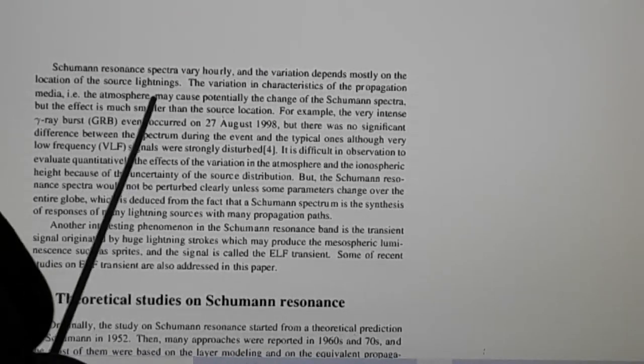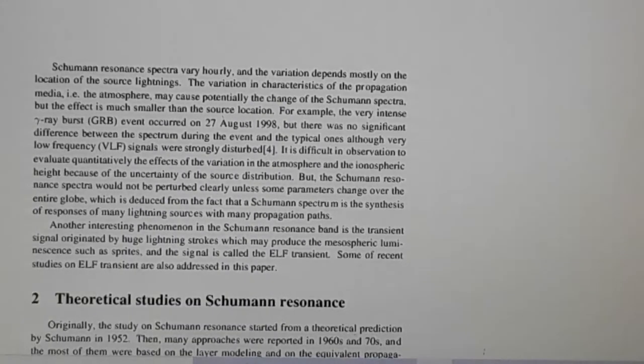All right, so Schumann resonance spectra vary hourly, and the variation depends mostly on the location of the source lightnings. So what it's saying there is the distance from the source of these detectors makes a difference in how it's going to affect the Schumann resonance meters. The proximity to lightning is going to give you a different reading than if it's coming from the rest of the globe. So again, location matters. When you're looking at this, it's important to know the difference between the local and the worldwide. Is this a real, actual thing that's happening on the world theater? If you understand what I'm saying.